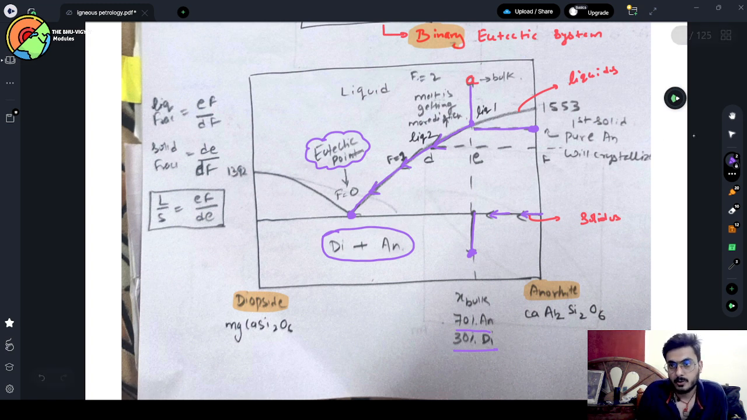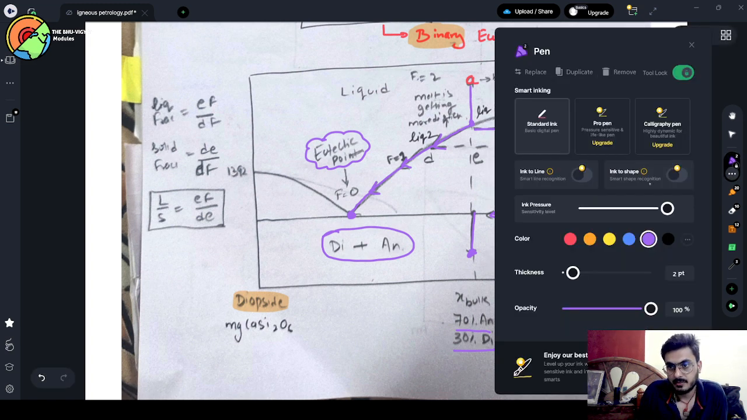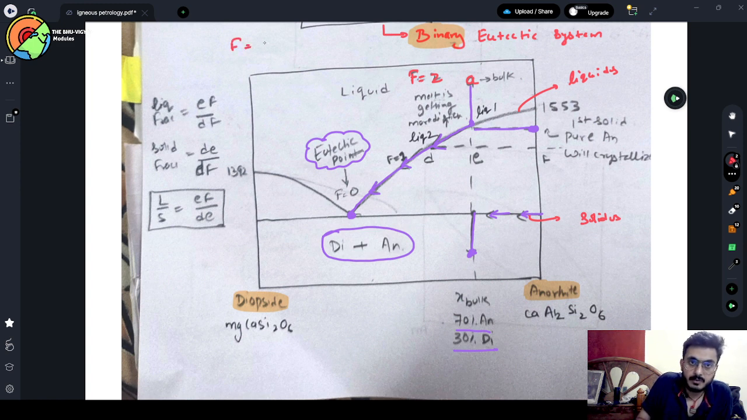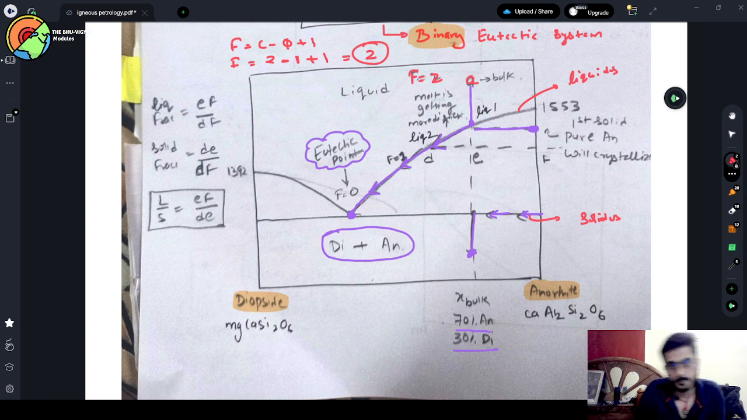Now if we want to calculate the degree of freedom at each and every point here, so here the degree of freedom will be equal to 2. How? If we apply the formula F equals C minus P plus 1, the number of components will be 2, as it's a binary eutectic system, and there will be only one phase. So if we apply the formula, we'll get 2. Where two phases are there, the degree of freedom will be 1.